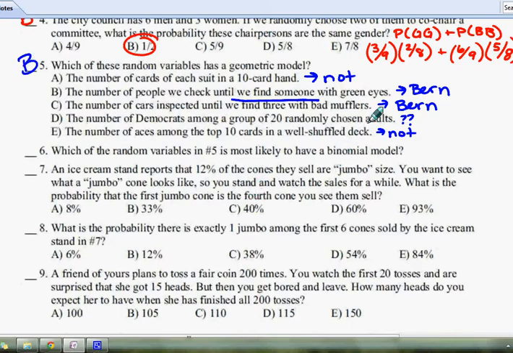Whereas binomial, I would probably go back and say, because this one is definitely not binomial. This is kind of a mishmash of geometric and binomial. I would say, let's go ahead and say this guy is Bernoulli. And the number of Democrats among a group of 20, that would probably be my binomial.